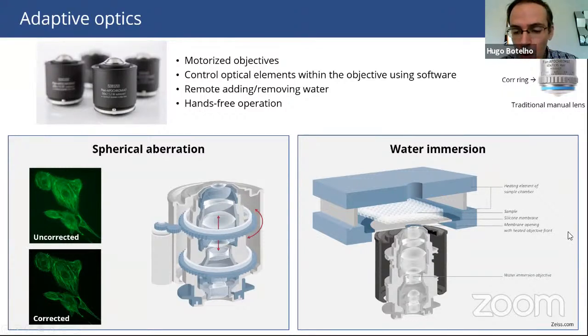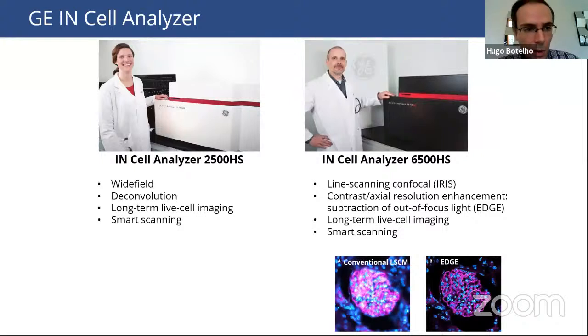And the optical water immersion means that the system has a silicone membrane placed between the multiwell plate and the objective, and water can be either injected or removed at the interface to enable immersion or dry imaging on demand. GE also has these In Cell Analyzer systems in both wide field and line scanning confocal variants, which also support live-cell imaging and also image enhancement using software.